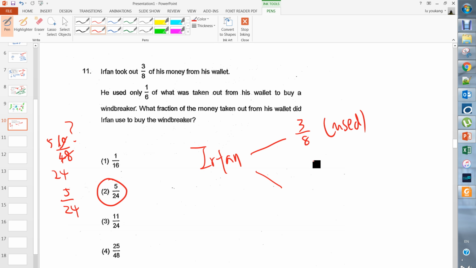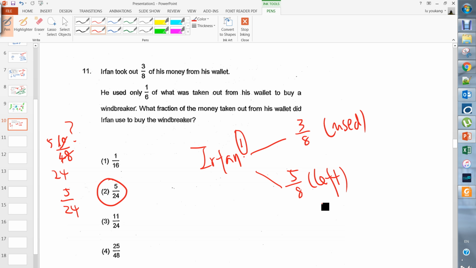By the way, Irfan starts with what? Always start with 1. So 3/8 is used, what is left? So 5 out of 8 is left. I'm expecting you to draw this branch next time for your working.